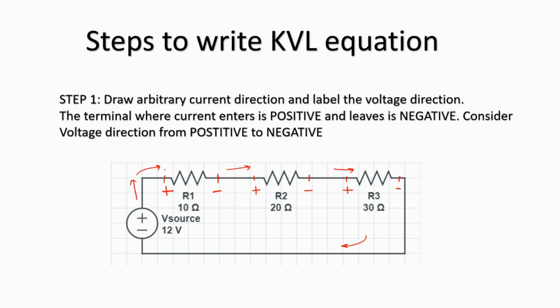Here, always the voltage direction, or the voltage drop, is considered from positive to negative. So this is VR1, or rather V1, this is VR2 and this is VR3. Then for the source, V source, this is positive and this is negative. So the direction is going to be like that. So that is V source.